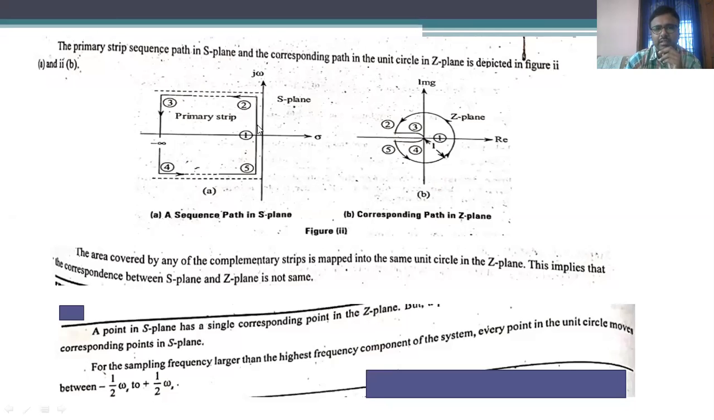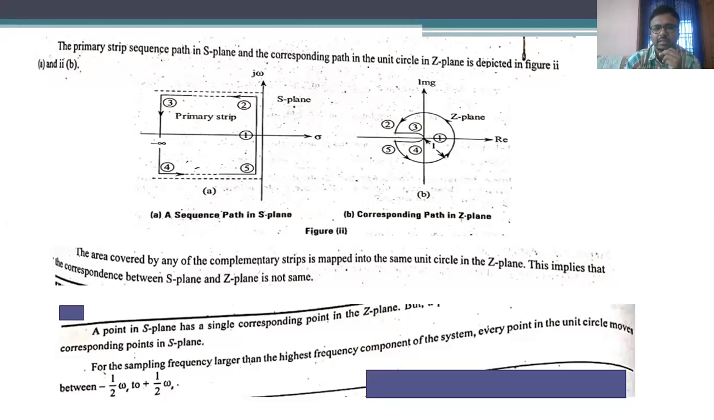with respect to the Z plane? So here is the portion which is going to be represented with respect to the Z plane. Here are the points 1, 2, 3, 4, and 5. Okay, here the area covered by the complementary strips is mapped into the same unit circle of the Z plane.